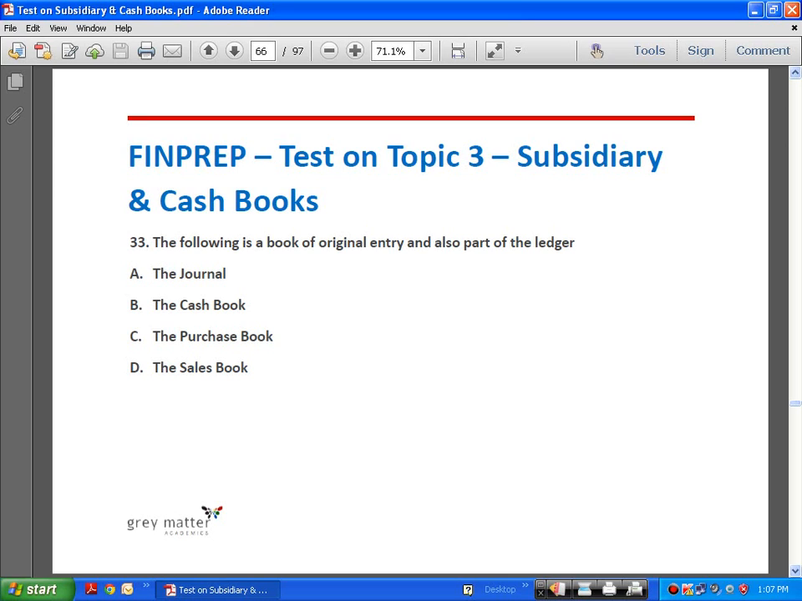Then question 33. The following is a book of original entry and also part of the ledger. This is a cash book, right? The journal, as I told you, is an omnibus term, and it includes all the other subsidiary books, so that's not the answer. Purchases book and sales book are purely books of prime entry, and so the answer is cash book, B.